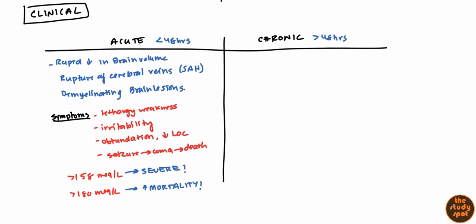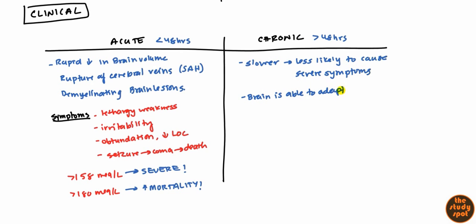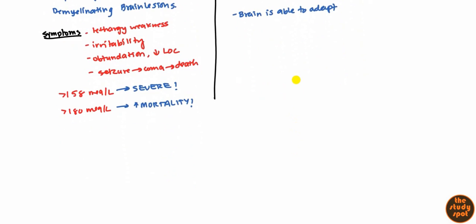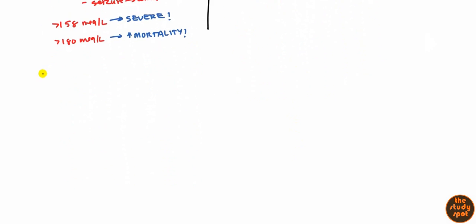And so since it's going much slower, the brain is less likely to show severe symptoms. This is simply because the hypernatremia is occurring over a much longer period of time, so the brain is able to slowly and steadily adapt to these changes. So in patients with hypernatremia, what labs would you want to do?